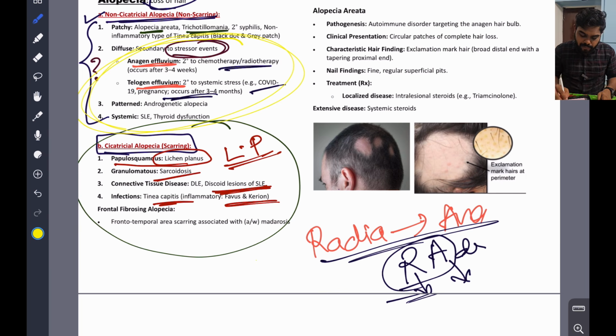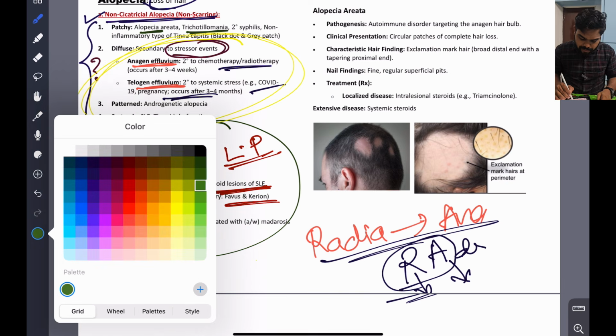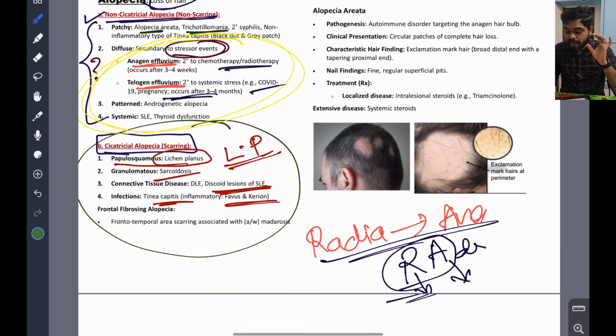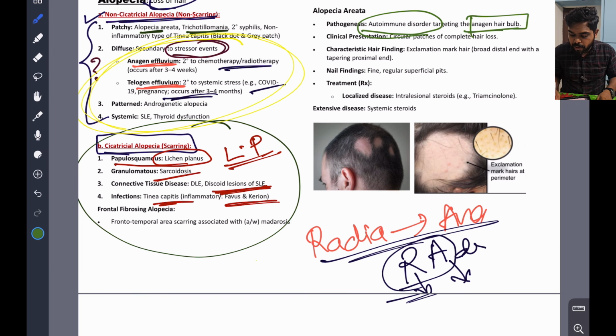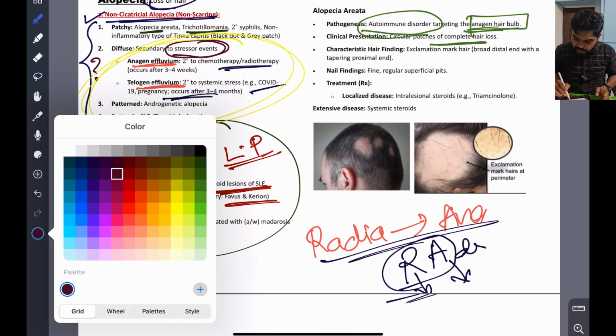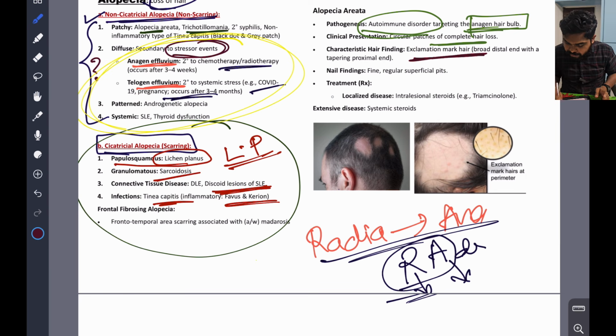Okay. Now we'll discuss alopecia areata, which is a patchy, non-scarring hair loss. Here autoimmune disorders may be targeting the anagen hair bulb, and because of that it develops. We know circular patches of partial to complete hair loss may happen. There is a characteristic finding known as the exclamation mark sign. You can see the exclamation mark sign here, where the patch of hair loss has happened.